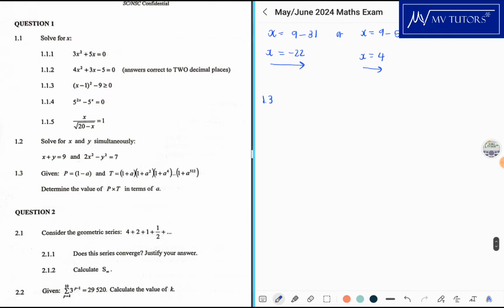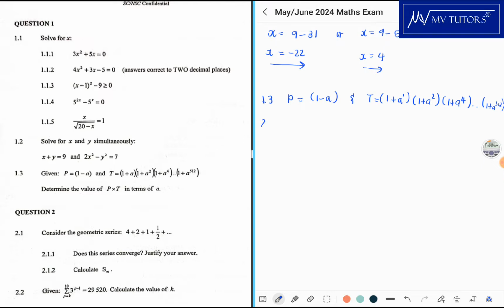So now 1.3 given, we have that p is equal to 1 minus a, and t is quite long. So we have 1 plus a, 1 plus a squared, 1 plus a to the power 4, all the way to 1 plus a to the power 512. Okay, if I look carefully at this, we have a to the power 1 basically. Okay, so these they look like we need powers of 2.